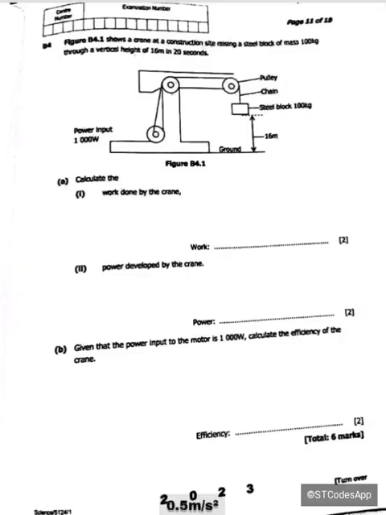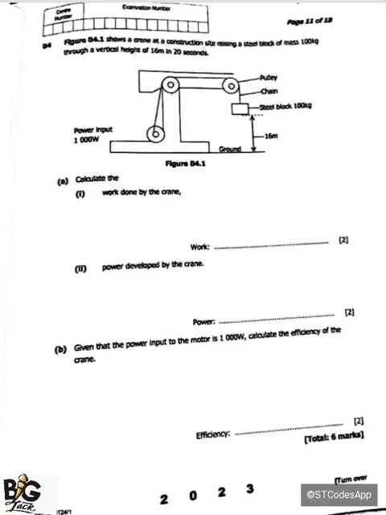Okay, so the next one, which is question B4. It is coming from work, energy, and power. This question is saying figure B4.1 shows a crane at a construction site raising a steel block of mass 100 kgs through a vertical height of 16 meters in 20 seconds.